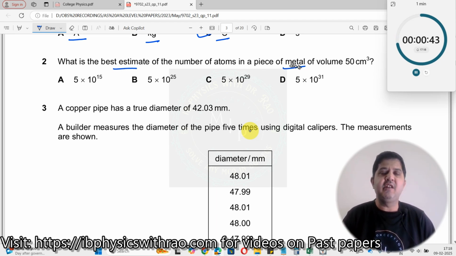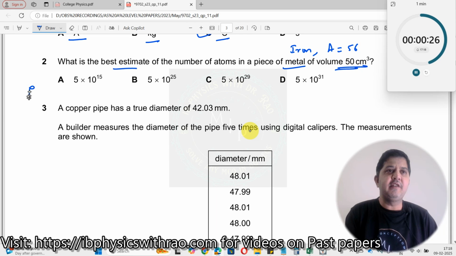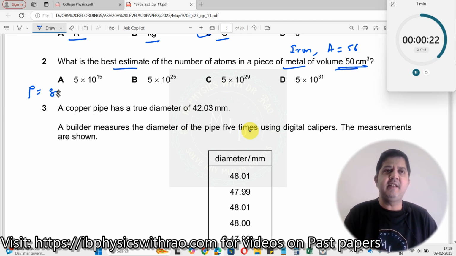When you say metal, for example, it could be iron. Nothing else is given to you, so you need to assume. Now, when you say iron, the mass number is 56. We know this. Now, volume is given. What is the density of iron? What all properties can we assume? We'll just take that the density of iron is nearly 8,000.